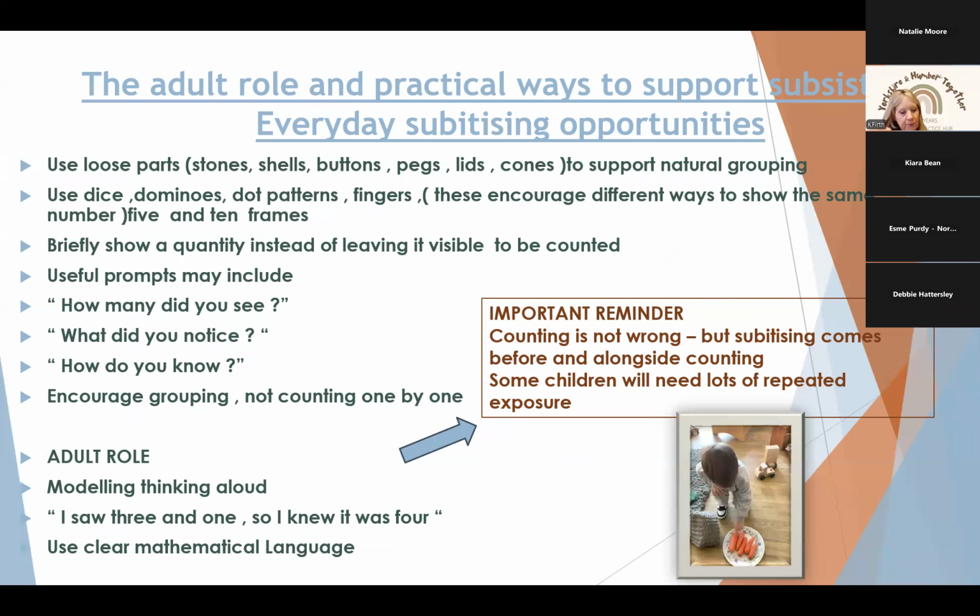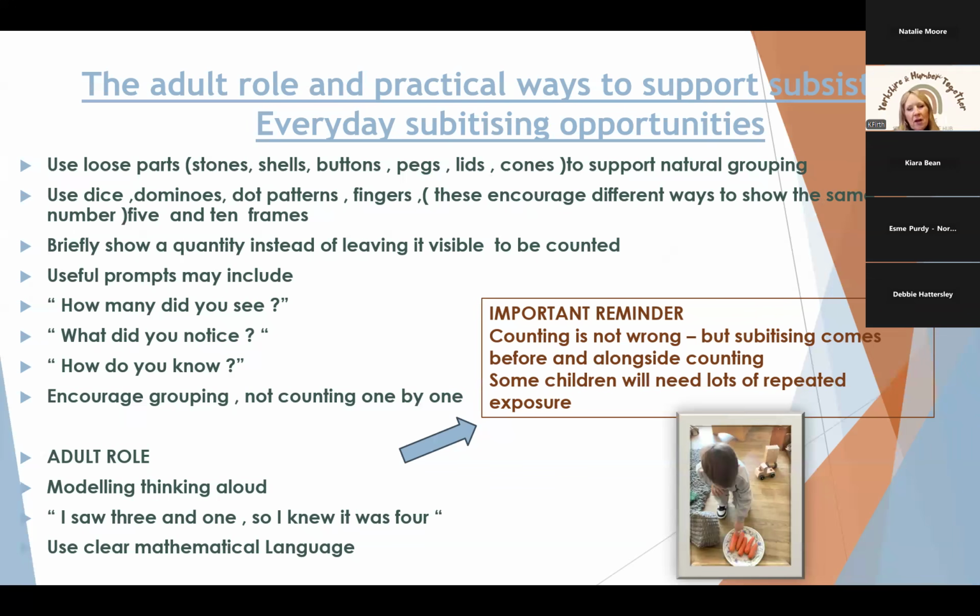The adult role: modeling, thinking aloud what we do, how we're doing it. Oh, I see 2 pegs. If I put one more peg, oh, I see 3 pegs now. So you're modeling alongside, talking through what you're doing, slowly, clearly to a child. They will be listening beside you, working with you, hopefully taking in some of what you're saying, and then practicing those skills that they are being around.